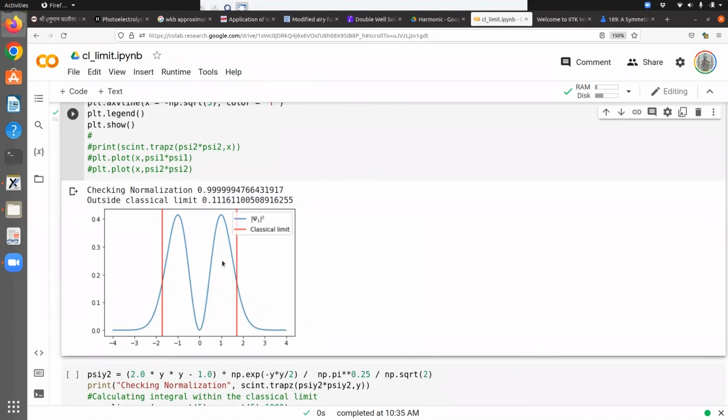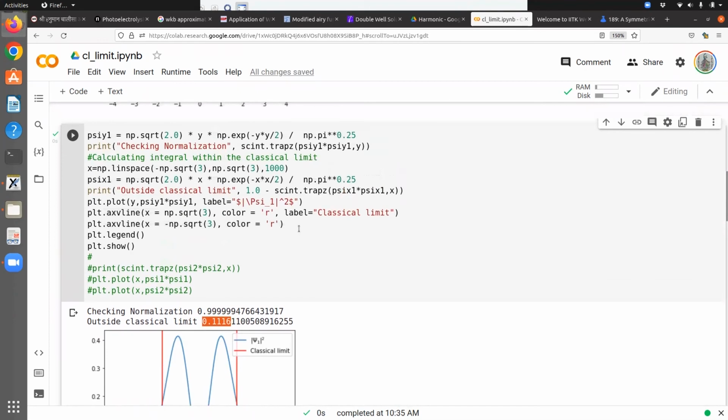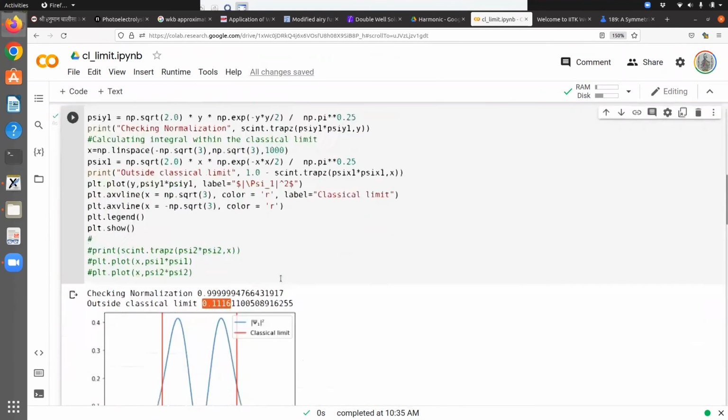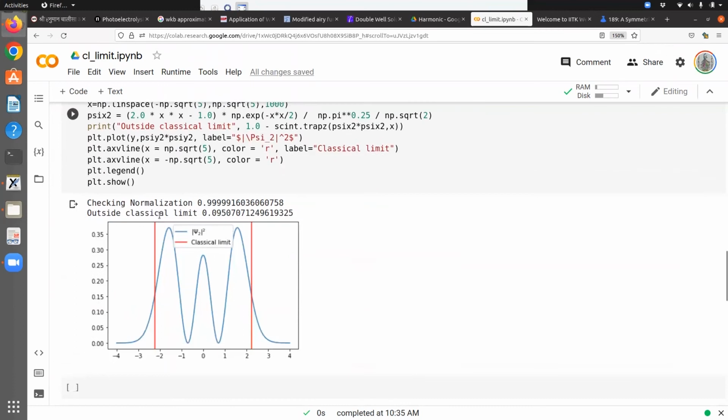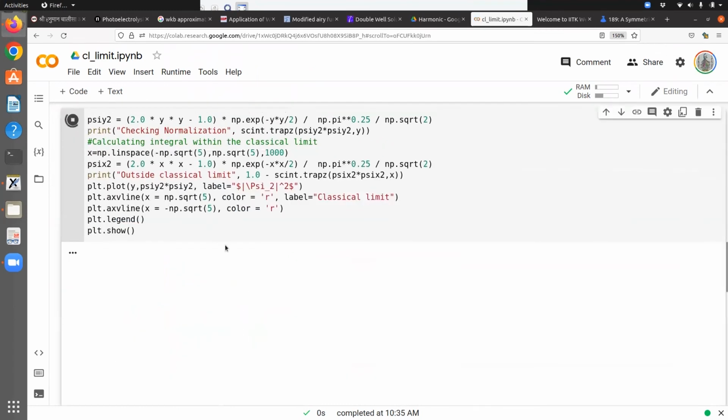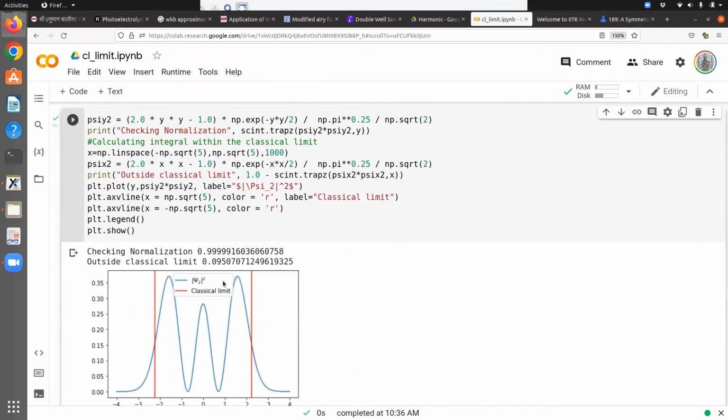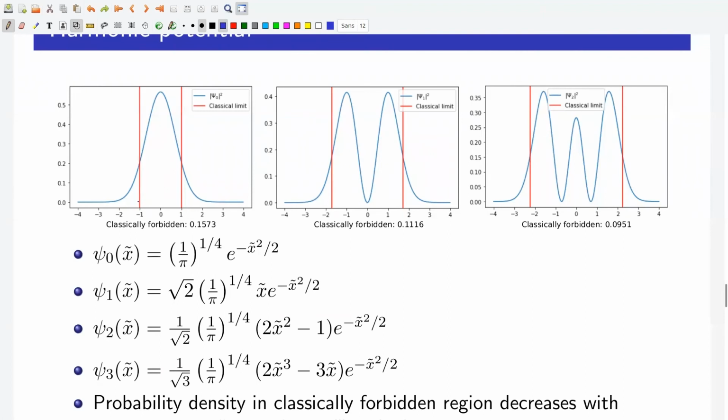And you see that the integrated probability density outside the classical limit is 0.1116. This is less than the ground state value. Similarly, if we run it for the second excited state, this is what we get. The probability density outside the classically allowed region decreases further. Let us try to compare the plots for ground state and few excited states.